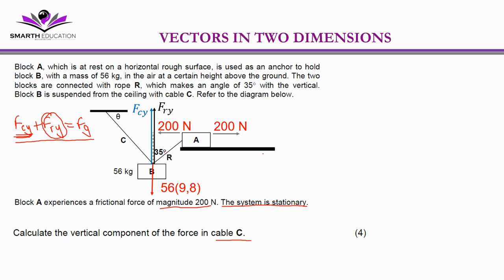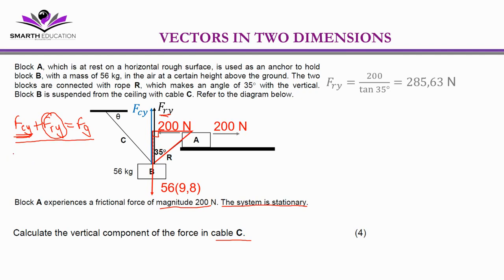Yes, we can. If you check here, this is the vertical component. This is our 90-degree angle. 200 newtons is opposite the angle, 35 degrees, and then the vertical component of R is adjacent. So which trig ratio can you use here? The tangent of the angle 35, isn't it? We can use that because we have adjacent and opposite sides. So 200, which is opposite, and then F_RY, which is adjacent.